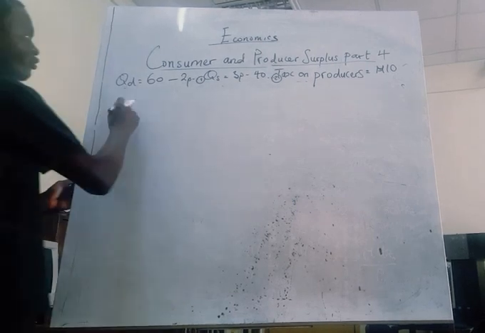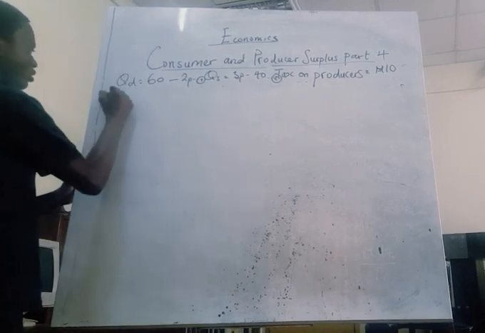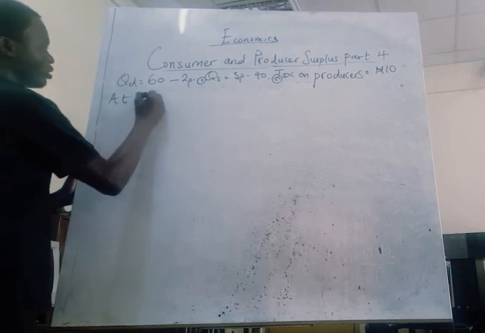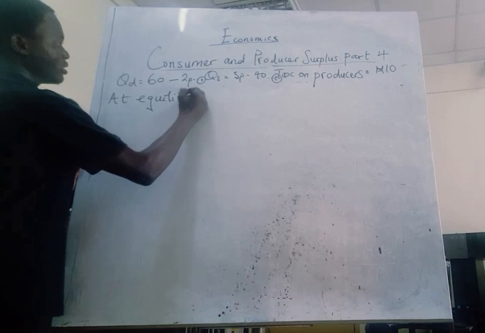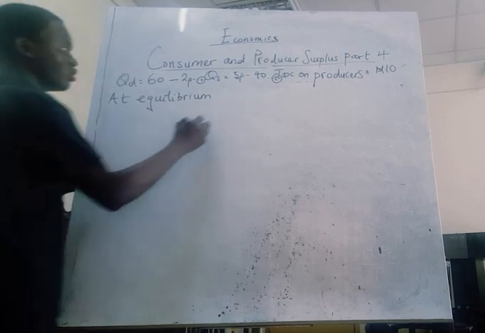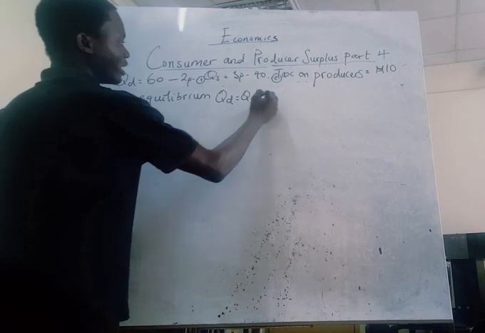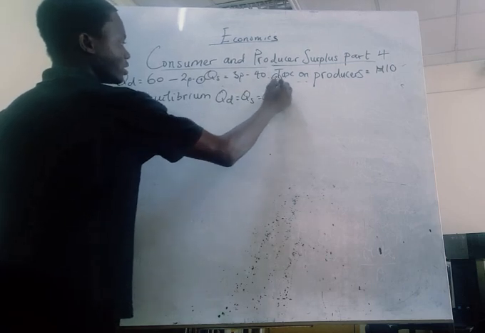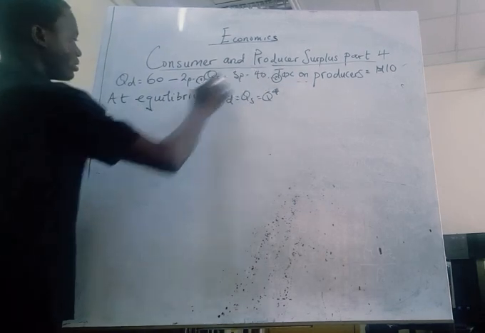The first thing we need to find is the equilibrium quantity and the equilibrium price. So we need to write that at equilibrium, and this is very, very important because we don't just say QD equals QS, because that happens at only one point. So this condition must be stated: at equilibrium, QD equals QS, and that gives us Q star. This is equation 1 and this is equation 2.